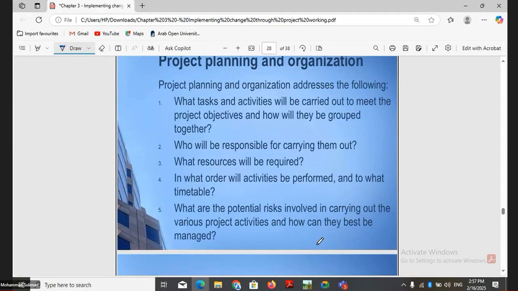What do planning and organizing address? What tasks and activities will be carried out to meet the project objectives. It must show what the tasks and objectives are, and what resources will be required.